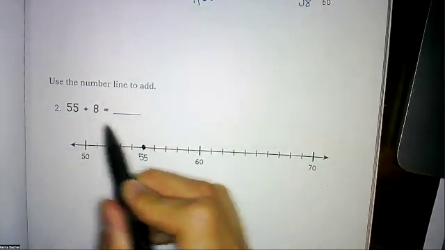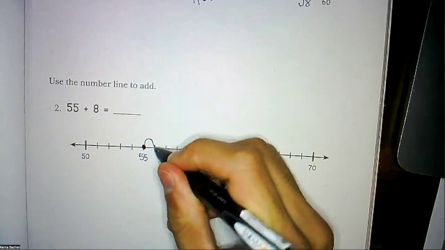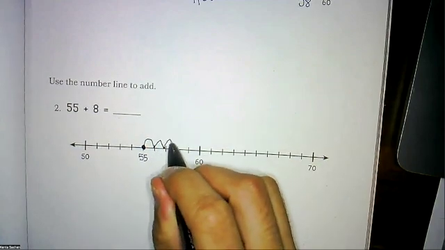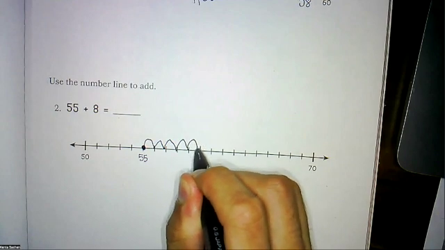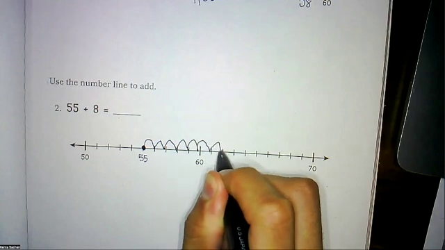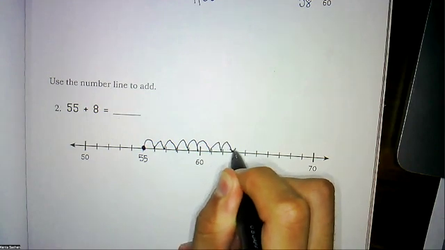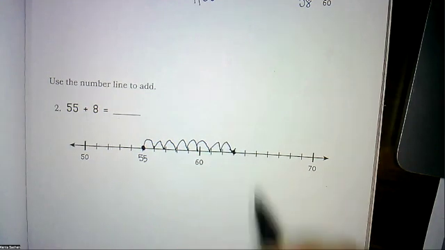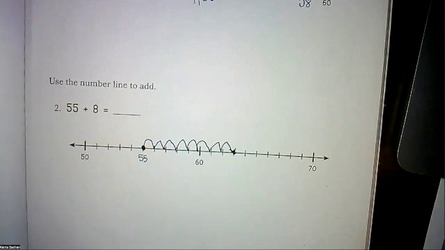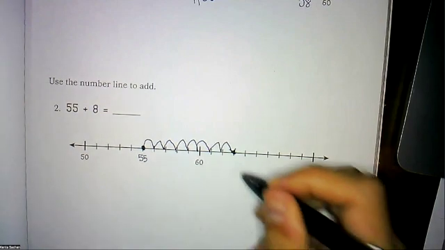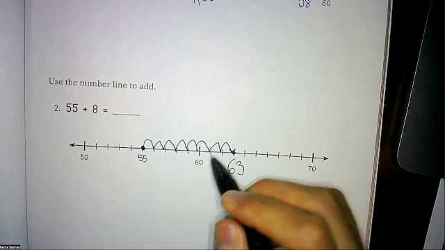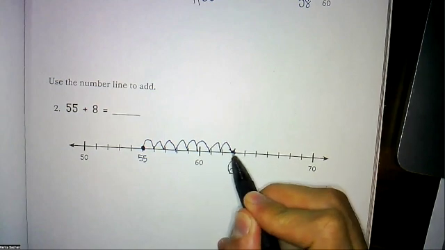And then we're going to go up 8. 1, 2, 3, 4, 5, 6, 7, 8. Right here, right? Now, what number is that? What number is that one right there? Mariani, what number is that? Yeah, it's 63, right? 60, 61, 62, 63.